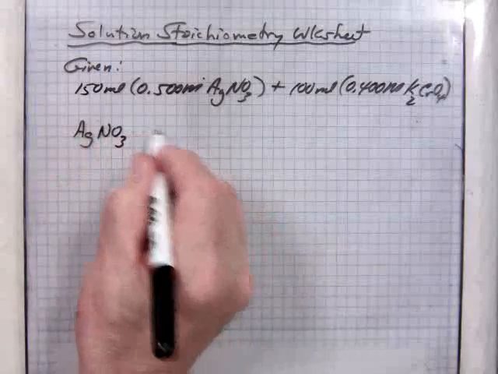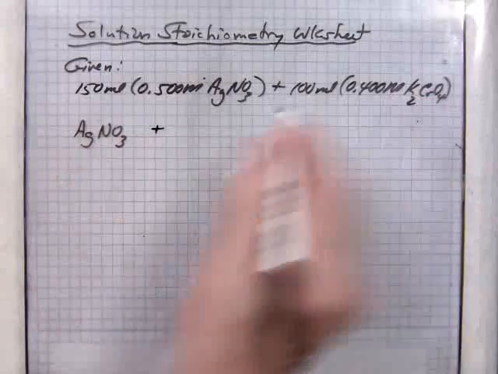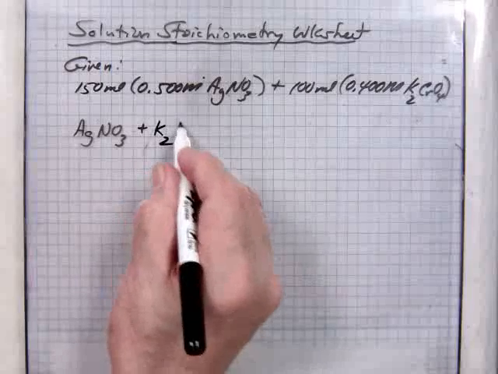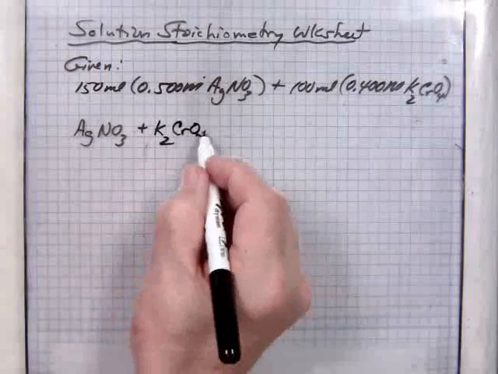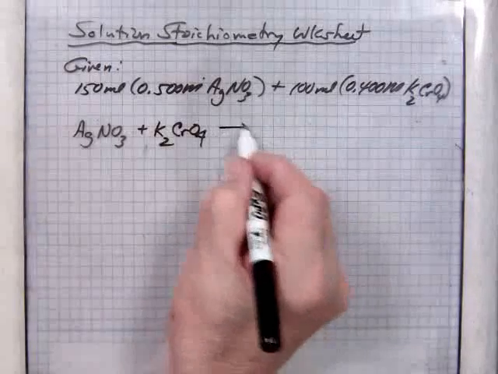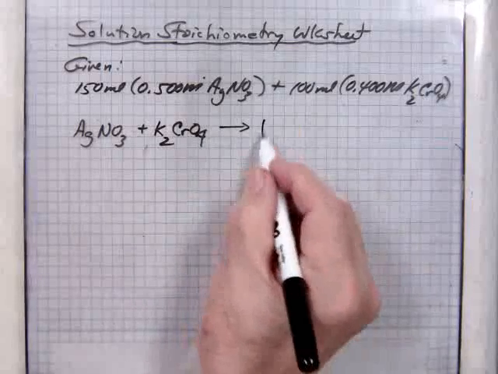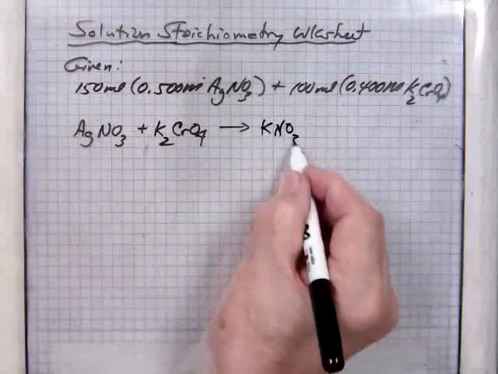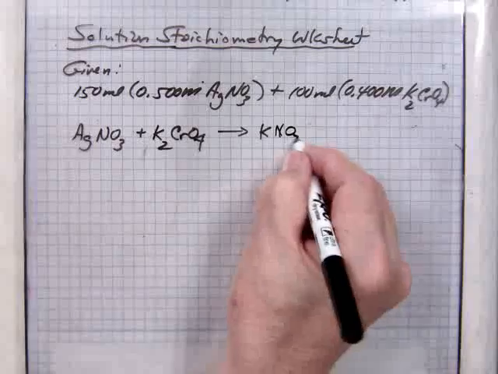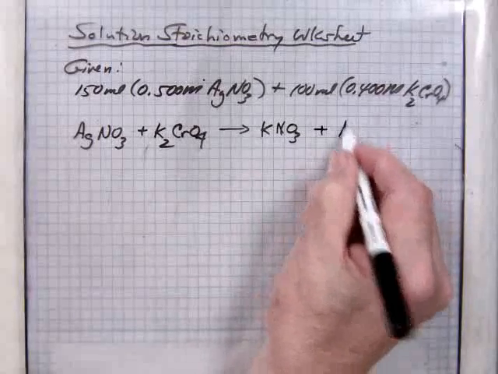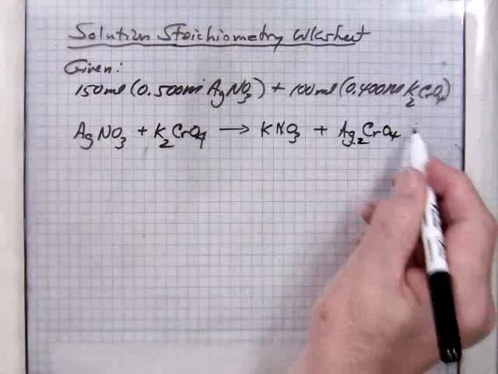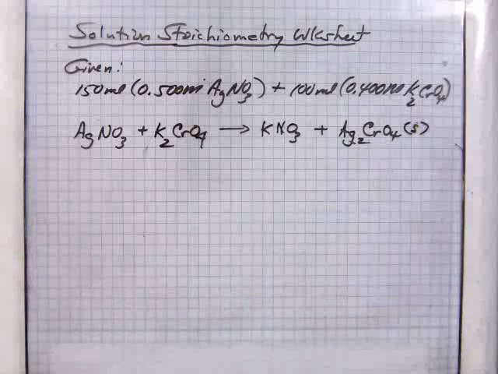So the reaction is simply silver nitrate, aqueous, plus the potassium chromate, and you should recognize a double replacement by now. And so the outcome of this is the potassium nitrate first, and then you have your silver chromate, and that's your driving force, and that's what we're looking for, the precipitate.